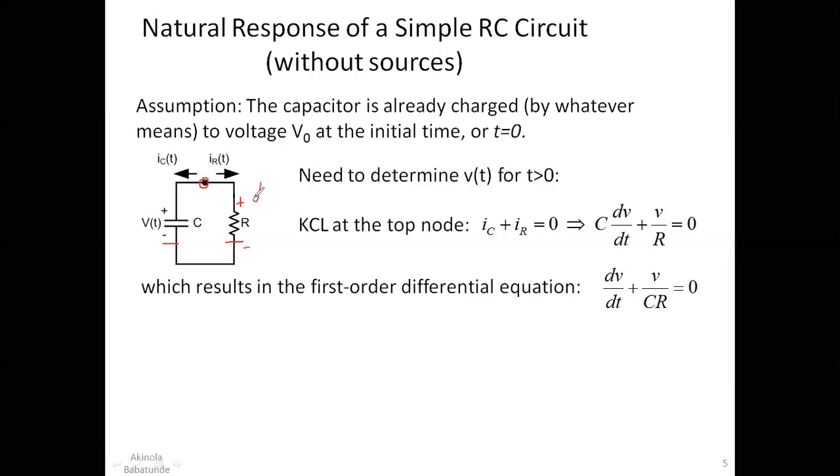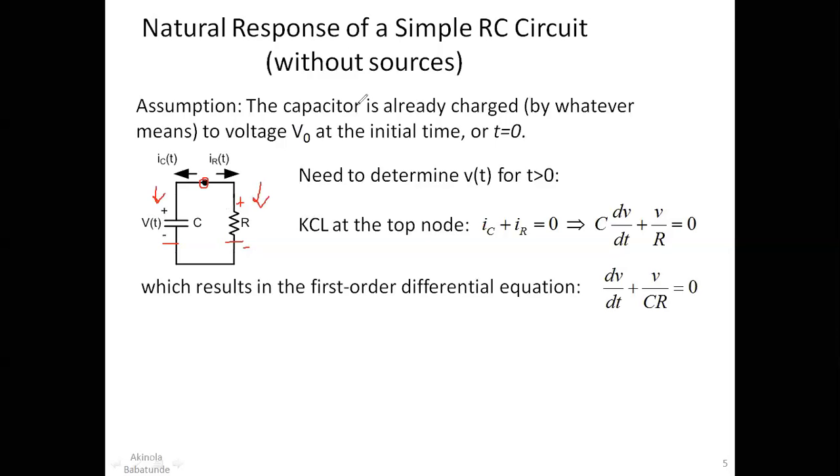We have the current for the capacitor flowing this way, from positive to negative. The current flowing through the resistor is also flowing from positive to negative this way. So you can see IC and then you can see IR of t.